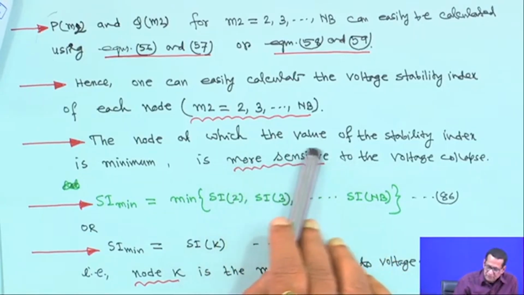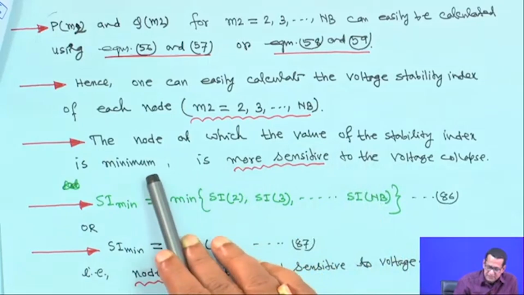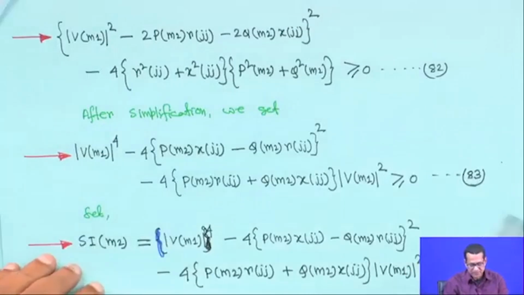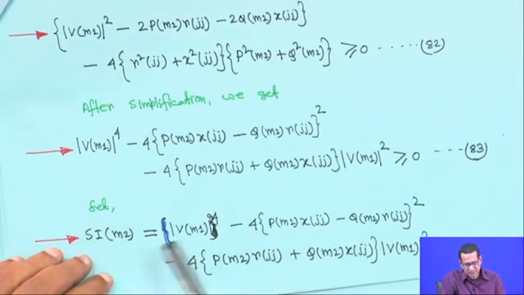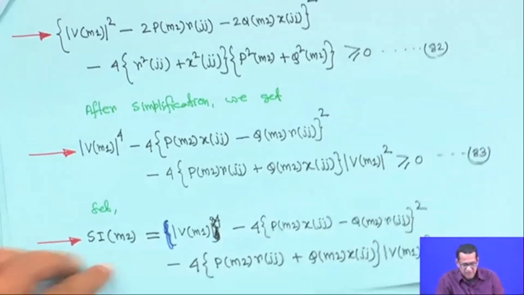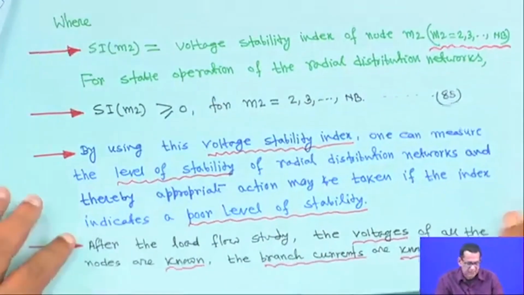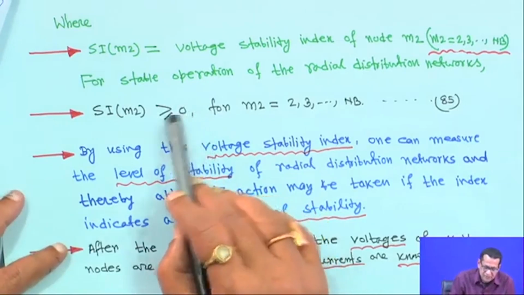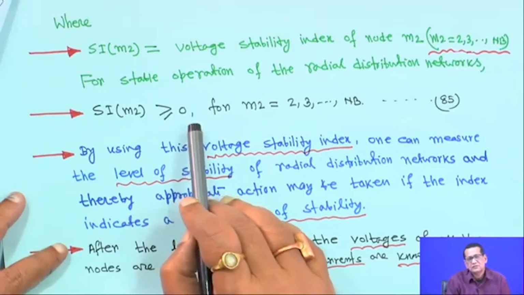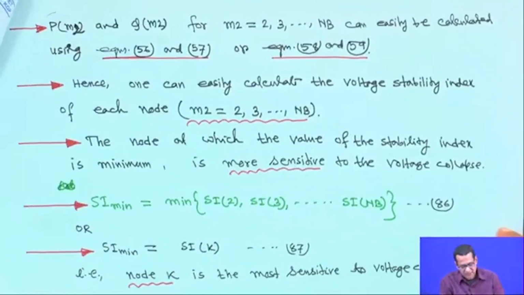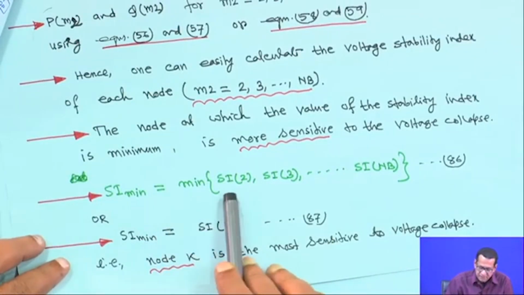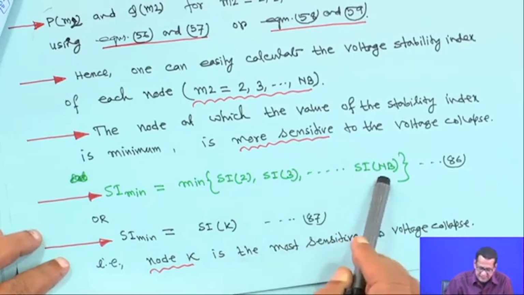Therefore, the node at which the value of the sensitivity index is minimum is more sensitive to voltage collapse. For example, here you will calculate SI2, SI3 up to SINB, and your condition is that SIM2 will be greater than or equal to 0, right. But the node at which this value is minimum is actually more sensitive to voltage collapse, right. And therefore SI min is equal to the minimum of SI2, SI3 up to SINB, right.